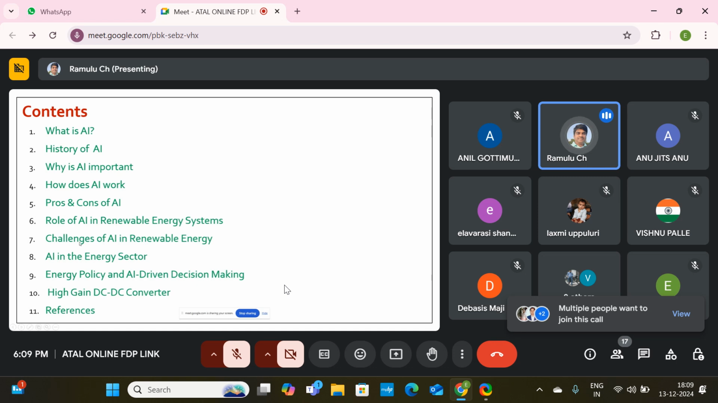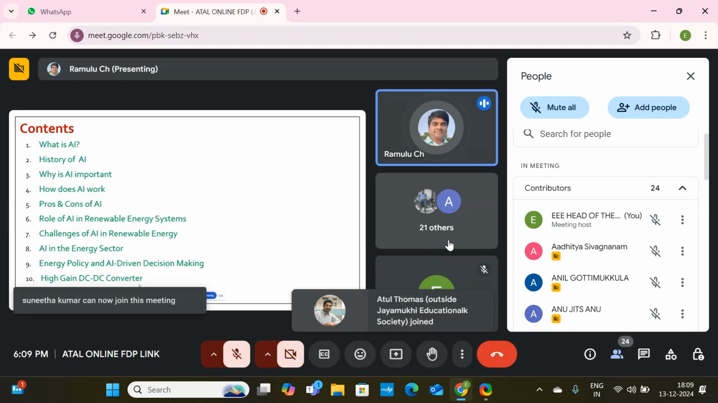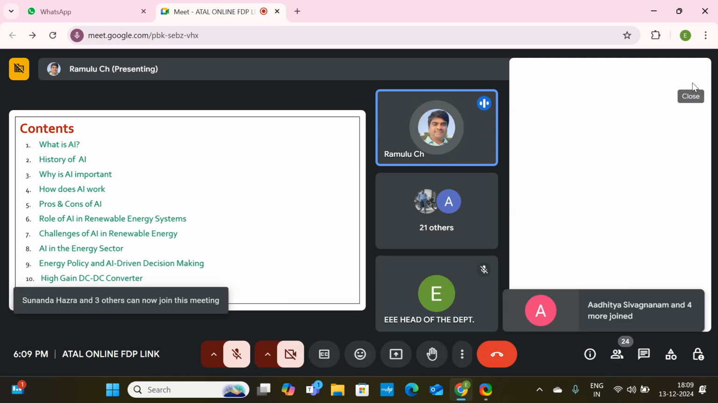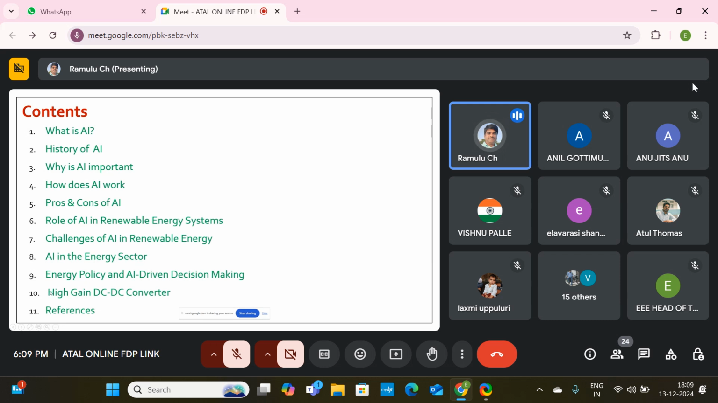The eighth point is AI in the energy sector. As per our topic today, the energy sector is important, and we are going to see how AI plays a vital role in it. The ninth one is energy policy and AI-driven decision making. Then, as a part of renewable energy sources, nowadays in the majority of cases research is going on with respect to high gain DC to DC converters. This is only to create motivation among the participants. So one special topic I am going to cover is the high gain DC to DC converter, followed by references.